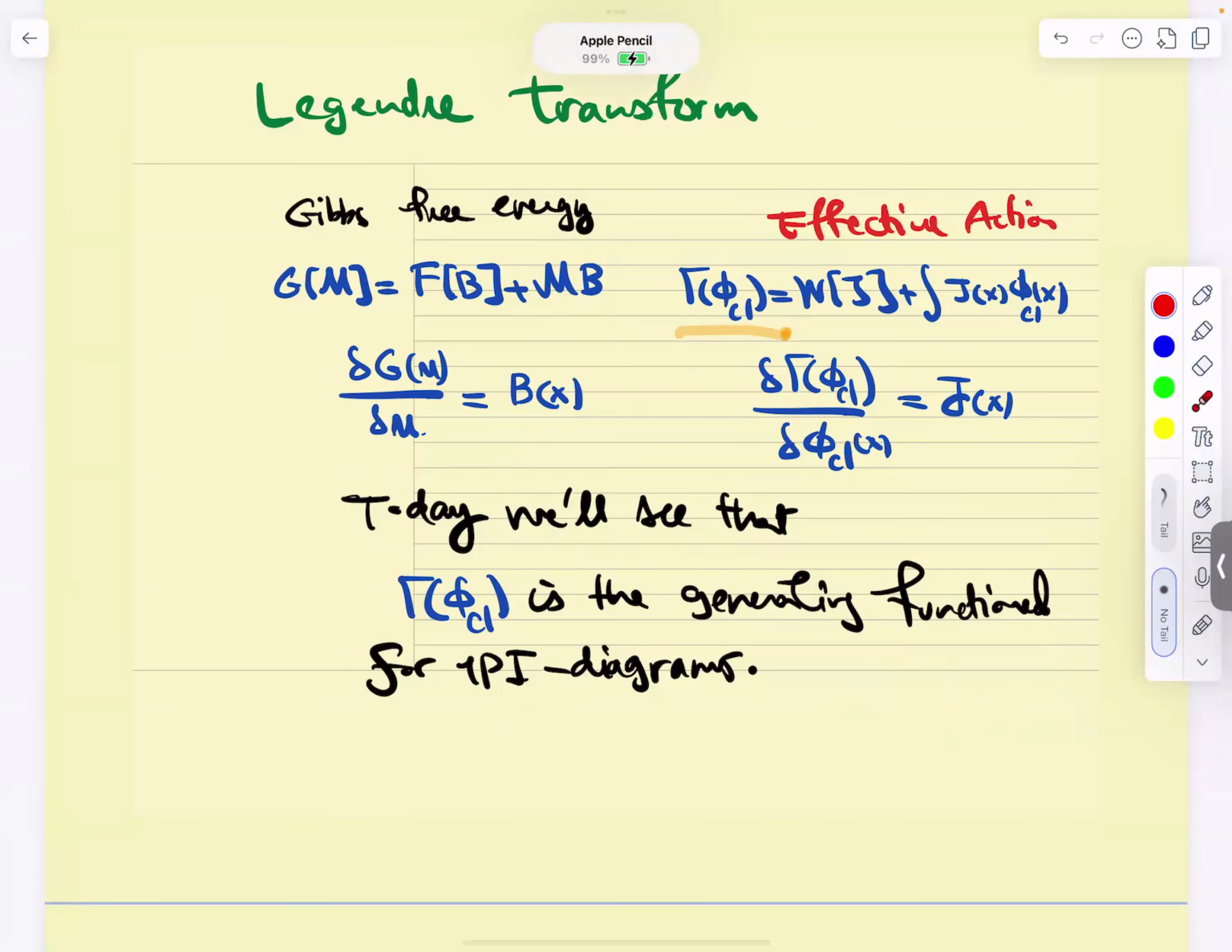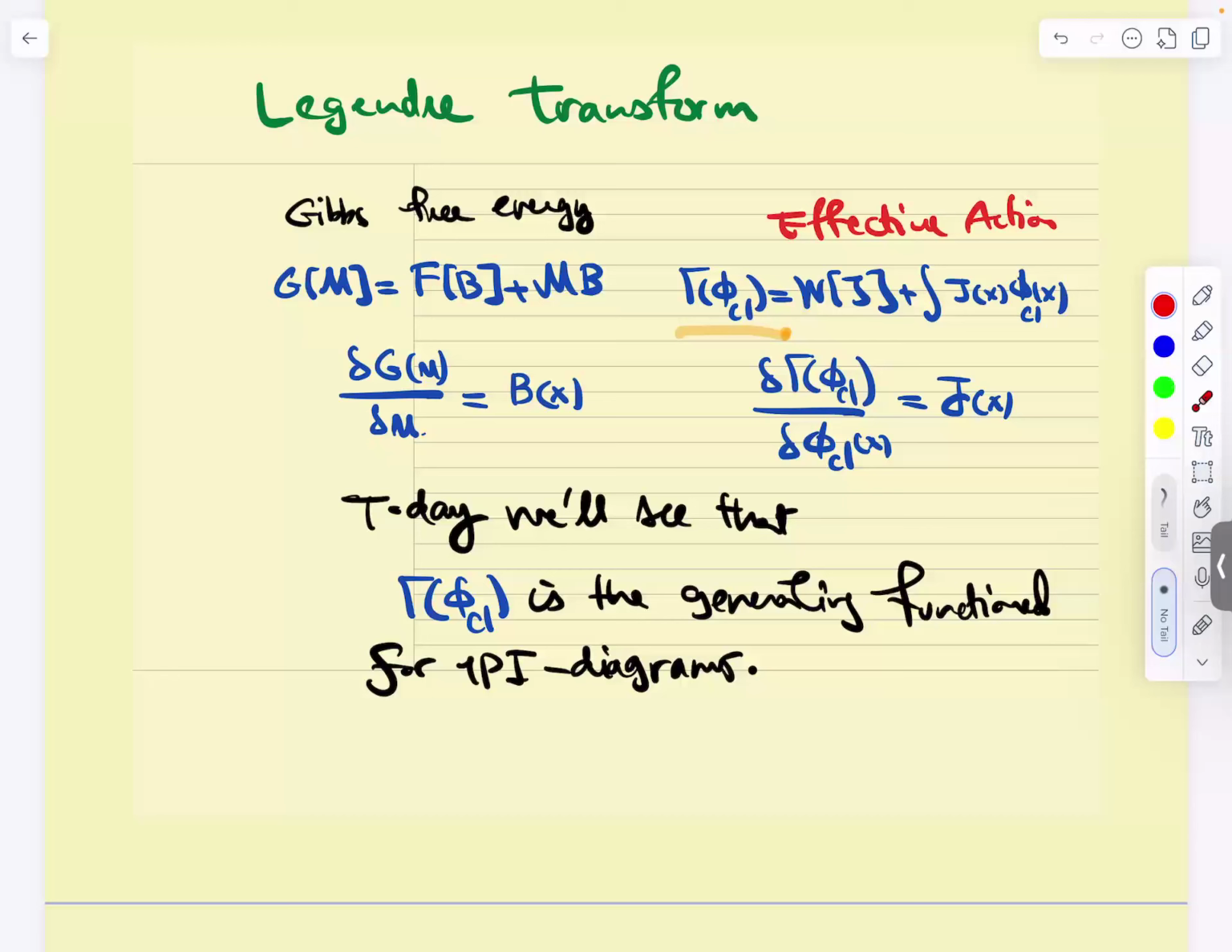Now, last time what we talked about was the Legendre transform. This is when you take your Helmholtz free energy and add to it MB, then you've introduced something called Gibbs free energy in thermodynamics or statistical physics. It's just a simple set of derivatives, just calculus, to show that the variation of the Gibbs free energy with respect to magnetization is the source, the external field.